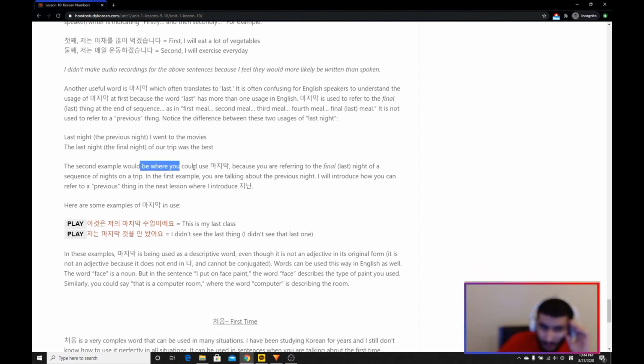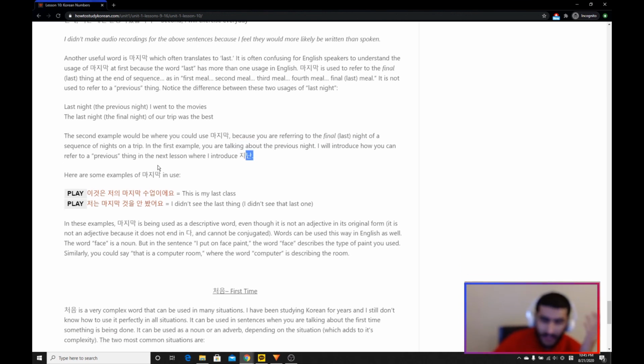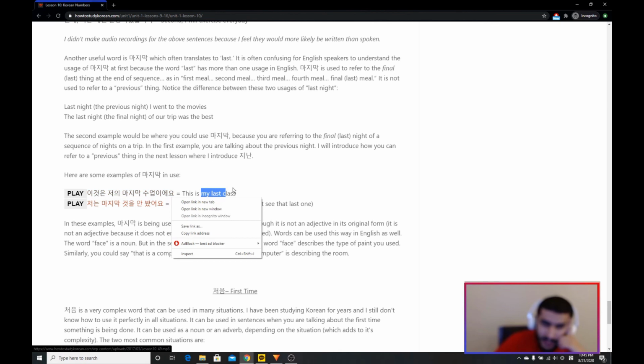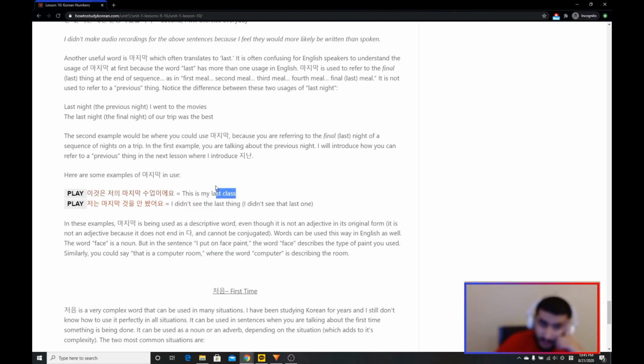The second example would be where you could use 마지막 because you're referring to the final night of a sequence. In the first example, you're talking about the previous night, which you use 지난. So 지난 날에, 지난 달에, whatever you're trying to say. So 마지막, 이것은 저의 마지막 수업이에요. This is my last class. Not as in like, oh, last class I saw this. It's like, no, this is my final class.